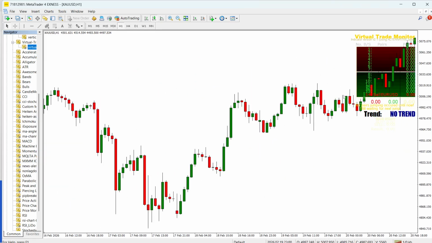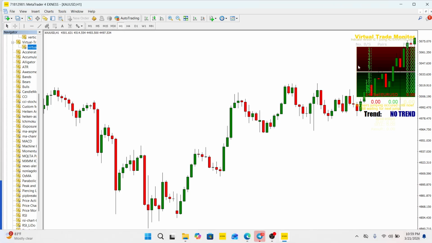Each simulated trade is shown directly on the chart with entry price markers, stop loss and take profit levels, and exit points, so you can visually follow how the trade would have behaved. At the same time, a panel displays live profit and loss, drawdown, and other statistics, giving you a clear picture of how your virtual account would be performing under real market conditions.